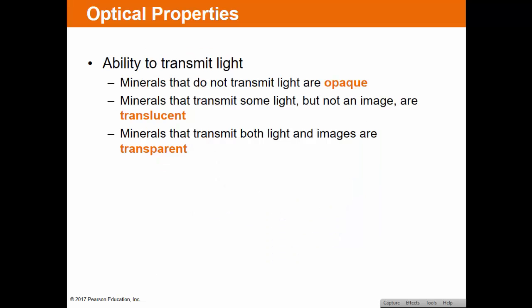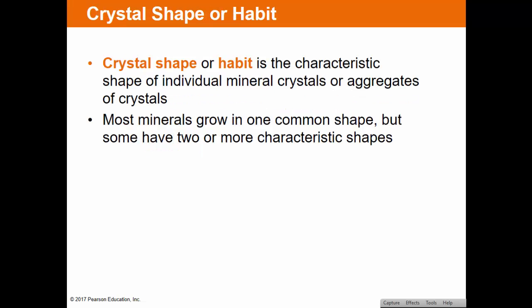Another optical property is the ability to transmit light. They're either opaque, translucent, or transparent. Minerals that are opaque don't transmit light. Minerals that are translucent will transmit some light, but they don't transmit an image. And minerals that are transparent can actually transmit both light and an image. So knowing what types of minerals are transparent or translucent or opaque can help identify a mineral.